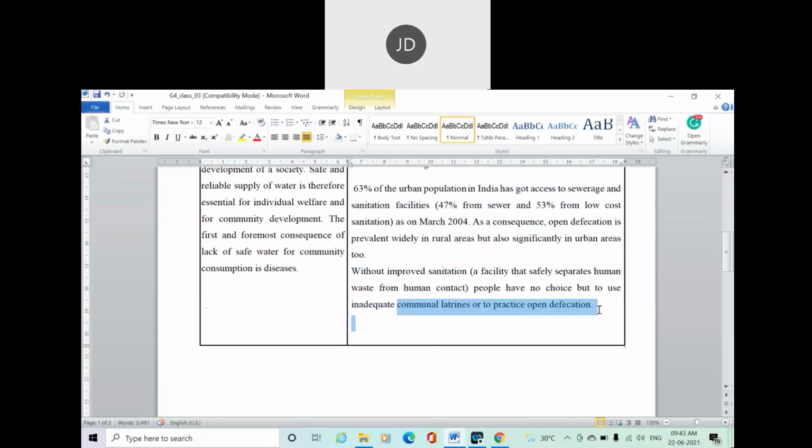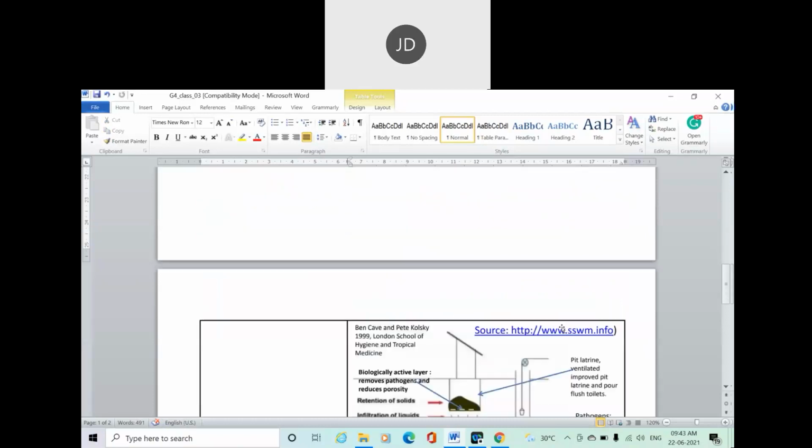Okay, so these things are very dangerous for the health of a particular society, even in terms of hygiene. Okay, so we need to avoid communal latrines. We need to avoid open defecation. Even our government of India has taken different steps to eliminate these two practices from the whole country. So for this, we have to adopt a well-designed sanitation approach in every community. Fine.